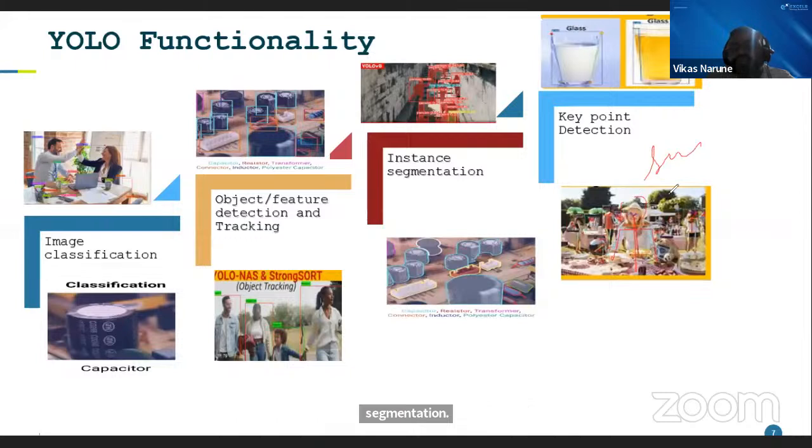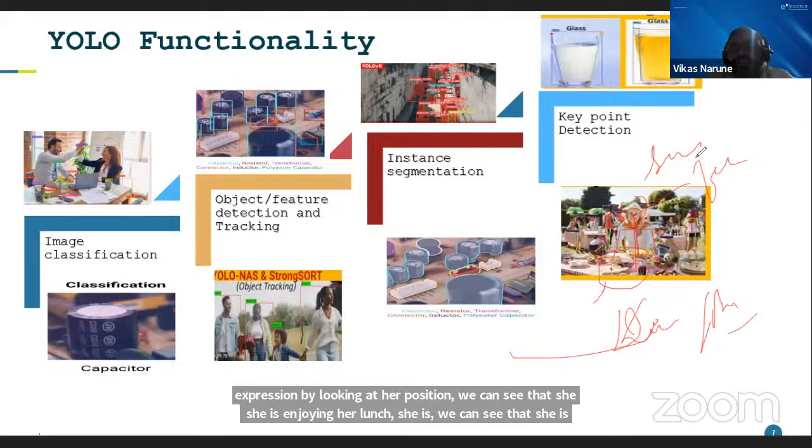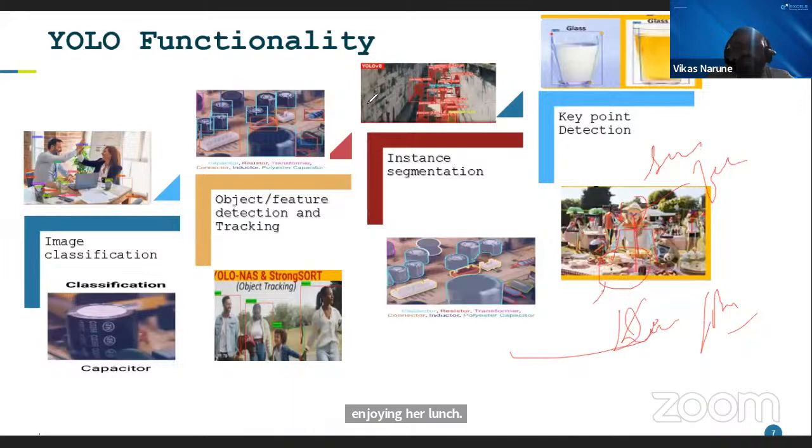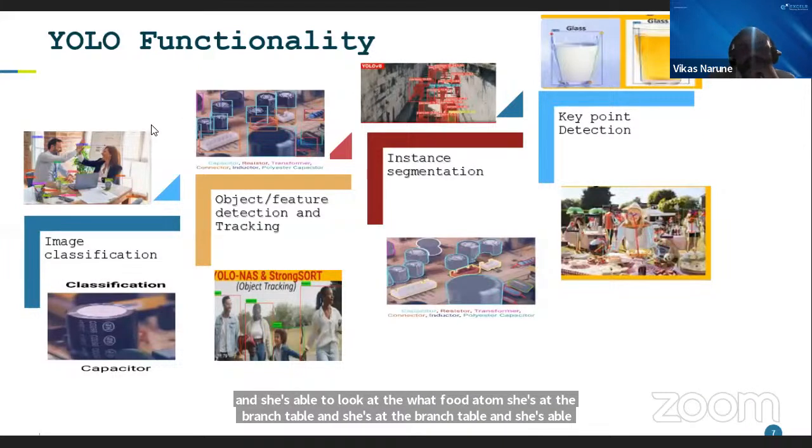So by looking at her facial expression and her position, we can see that she is enjoying her lunch. She is at a brunch table, and she's able to look at what food item she's even eating. So pose estimation, action detection, all these things are possible using the YOLO model. Okay, object detection, segmentation.